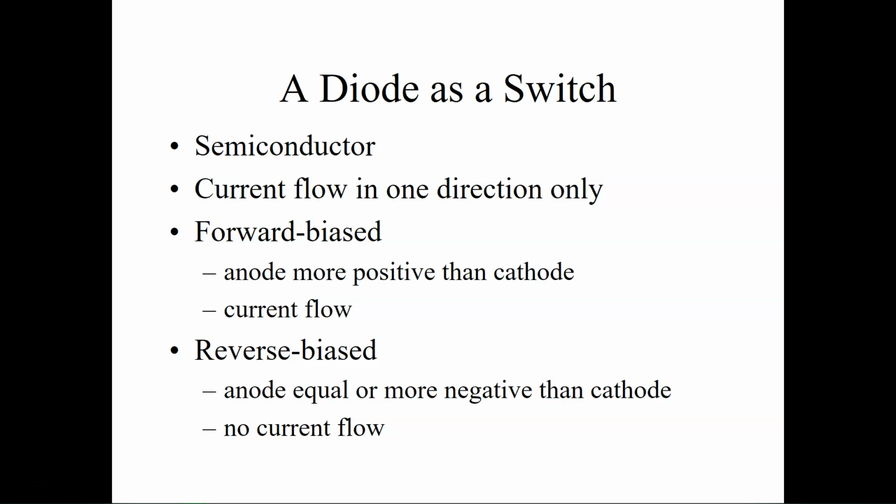Yep. Okay. So with a forward bias, your anode is more positive than your cathode, so you get current flow. Whenever you reverse that, your anode becomes negative and your cathode becomes positive, so it stops current flow. So it's a one-way street. You can only go down it one way. It blocks itself off the other.